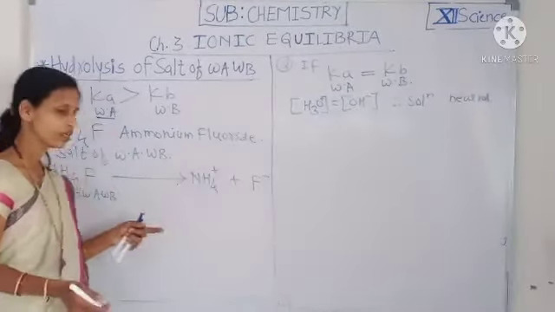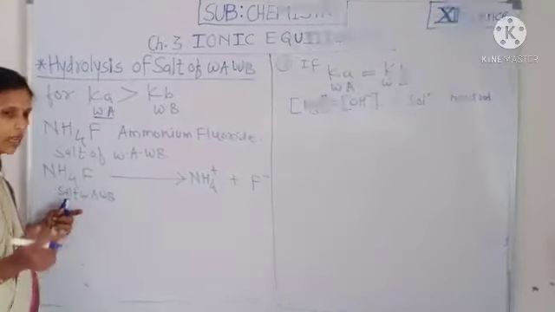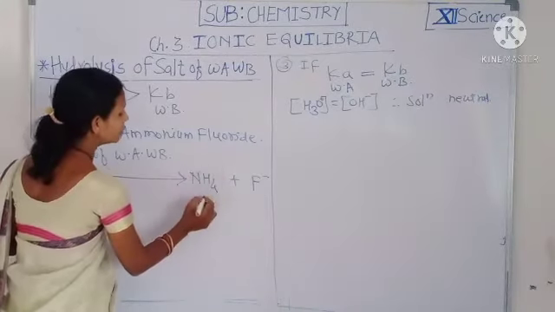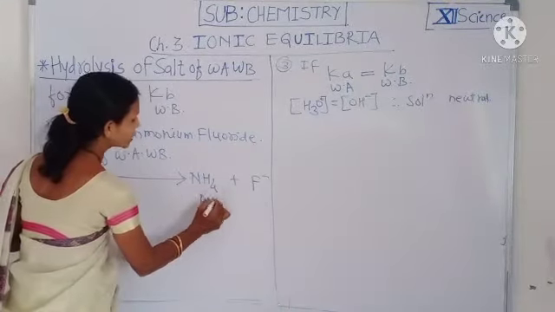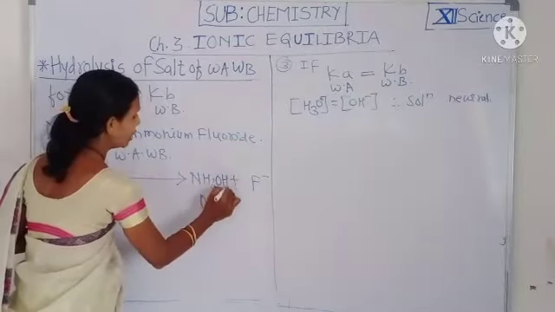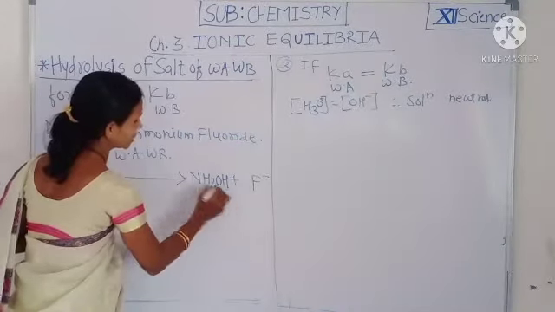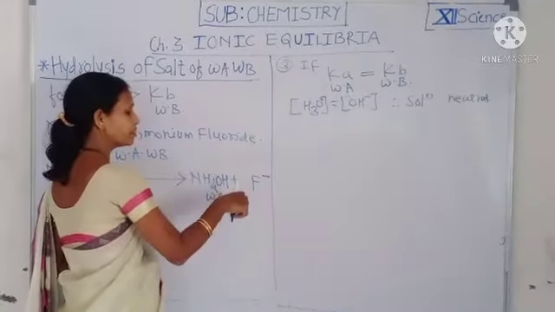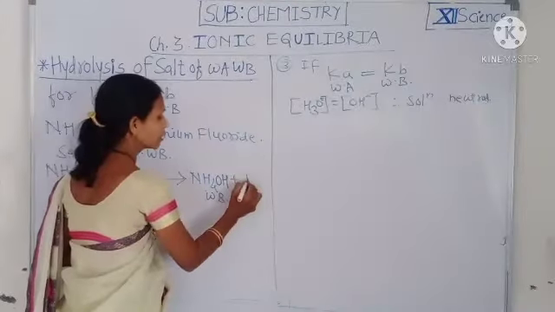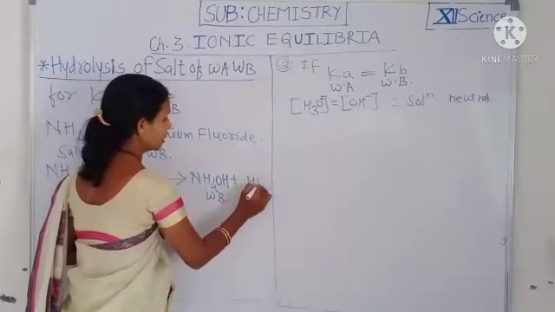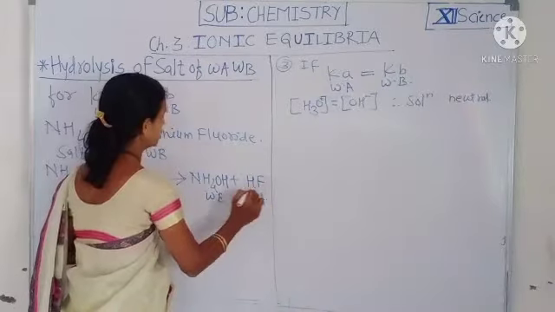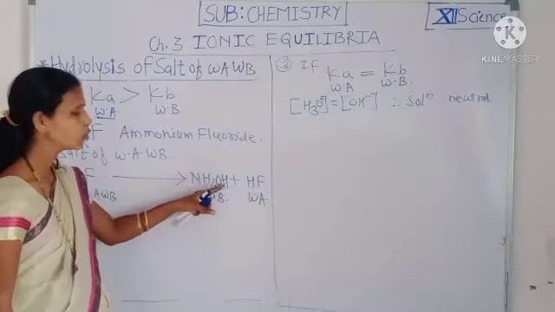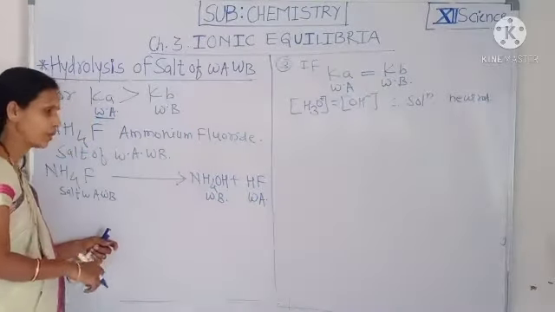Both react with ions of water. That NH4 plus ion reacts with OH minus ion to give NH4OH, that is a weak base, and F minus ion interacts with H plus ion to give HF, that is a weak acid. That is, hydrogen fluoride and ammonium hydroxide formation takes place.